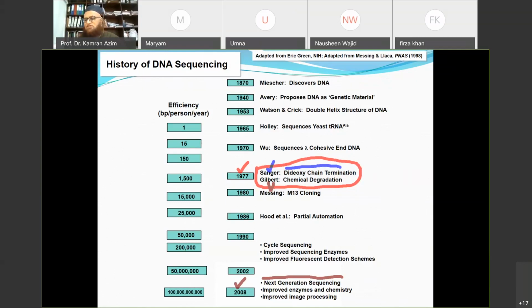The next generation DNA sequencing method was introduced more than 12, 13 years back, 11, 12 years back. Still, we are using the Sanger sequencing method, but mostly for complete genome sequencing, next generation DNA sequencing is widely used.